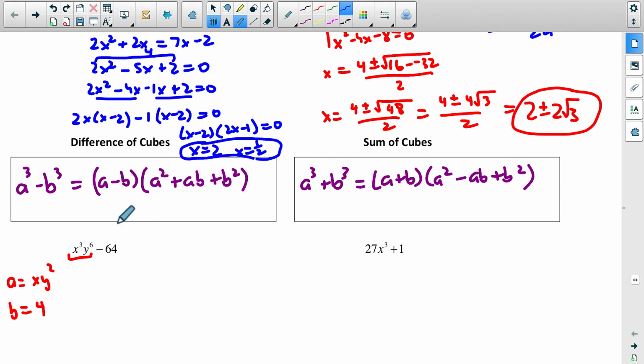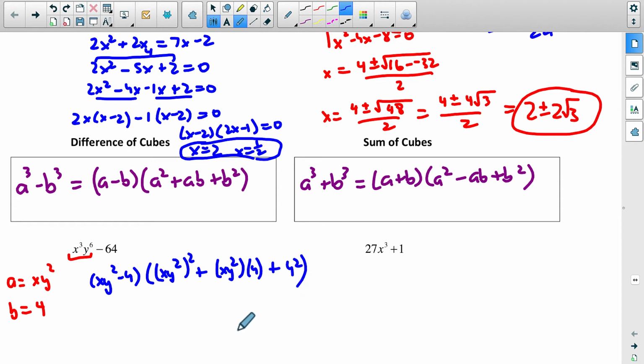So it says a minus b. Well, that's x y squared minus 4. And then a squared, so that's x y squared all squared plus ab, that's x y squared times 4 plus b squared, so that's 4 squared. Now we just simplify. Nothing we can do in the first one. Second one, x y squared squared. I'm going to spread the love here, people. X squared and y to the 4th plus 4xy squared, and 4 squared is 16.